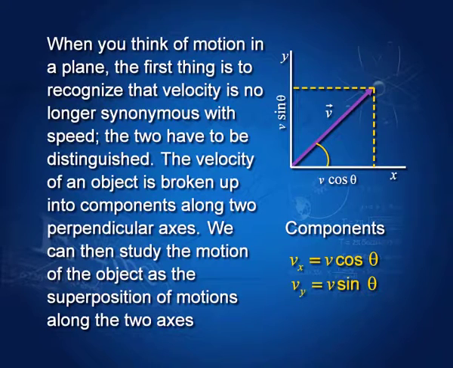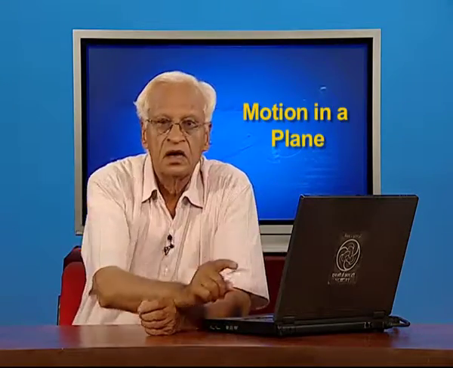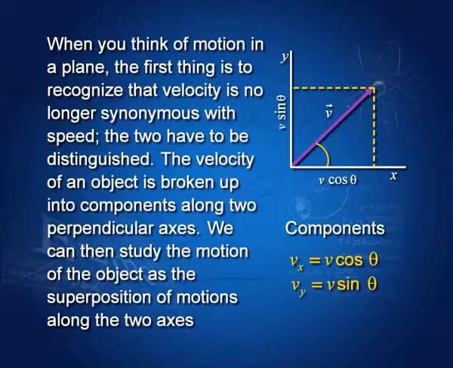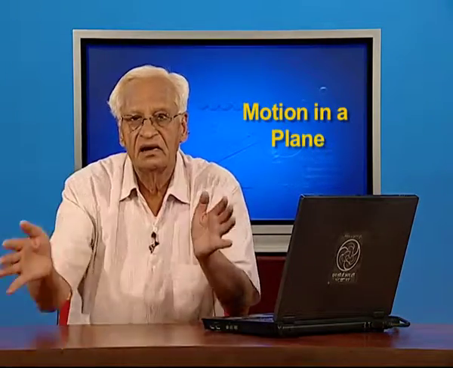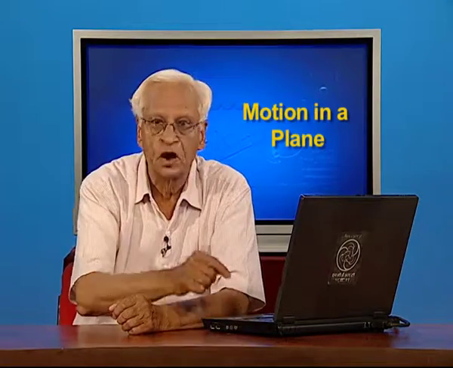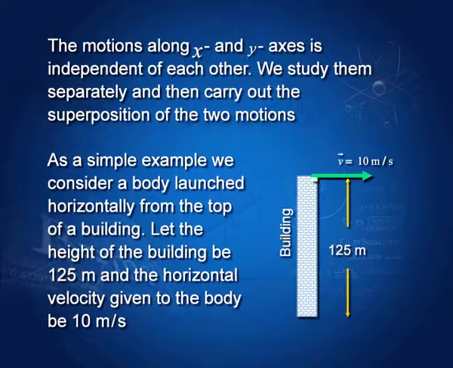In a plane, what we do is we take velocity in whatever direction it is and break it up into two components, one along the x axis and the other along the perpendicular y axis. The components are Vx equal to V cos theta and Vy equal to V sin theta, and we study the motion along these two components independently and then later superimpose to find out the actual motion of the body. So, as an example, we take a building which is 125 meters high.